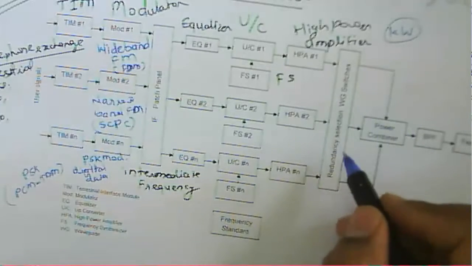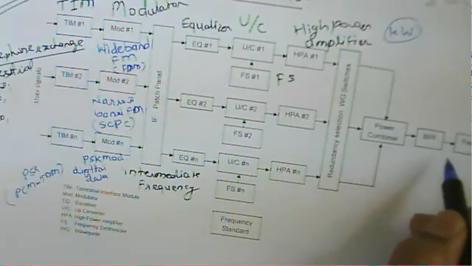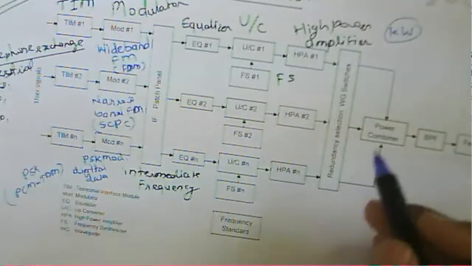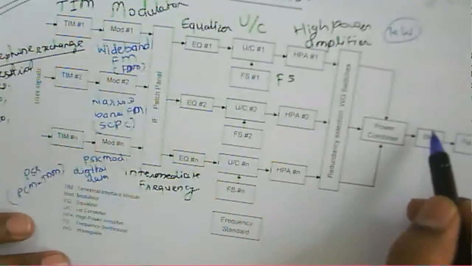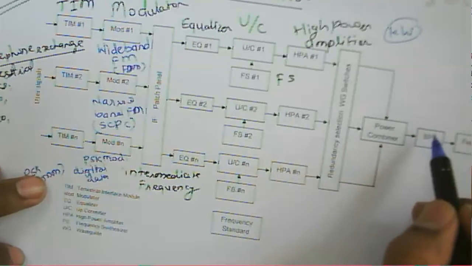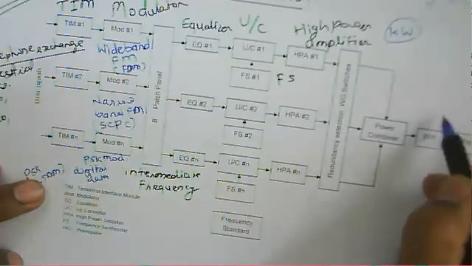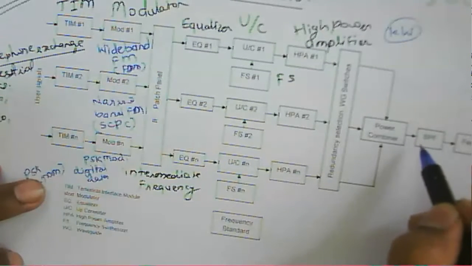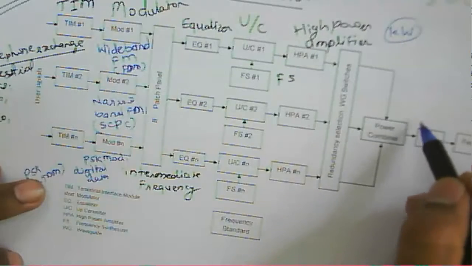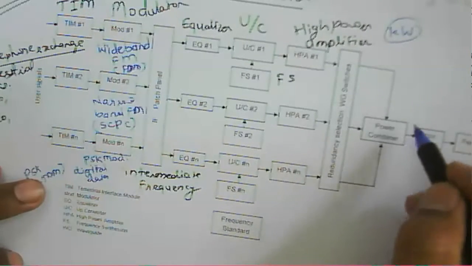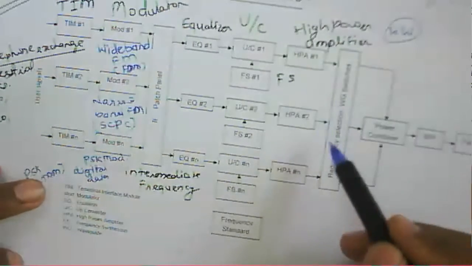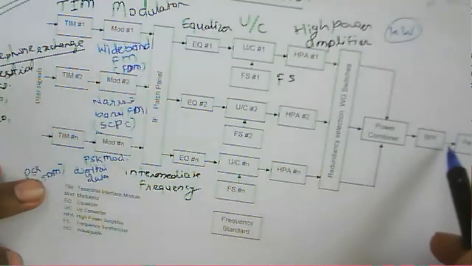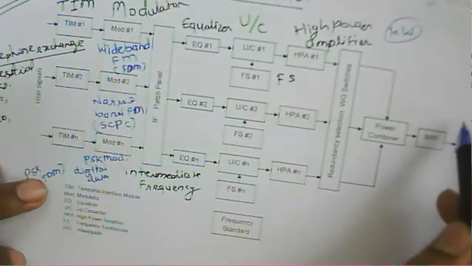Then the output of this power combiner will be transmitted to the filter here. It will reject whichever harmonics are generated; it is a band pass filter useful for filtering the signal. It is used as a harmonic rejection filter. So that filter attenuates the harmonics generated due to this high power amplifier, and then the output of this filter will be given to the feed system.